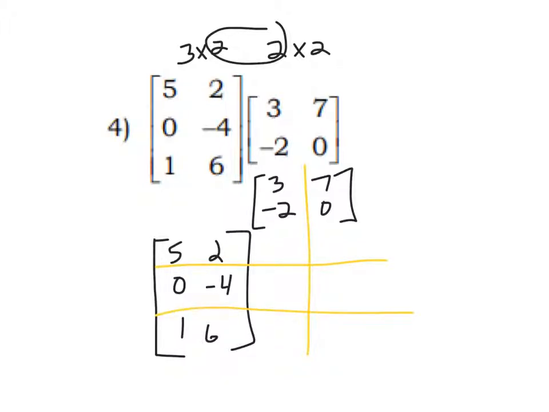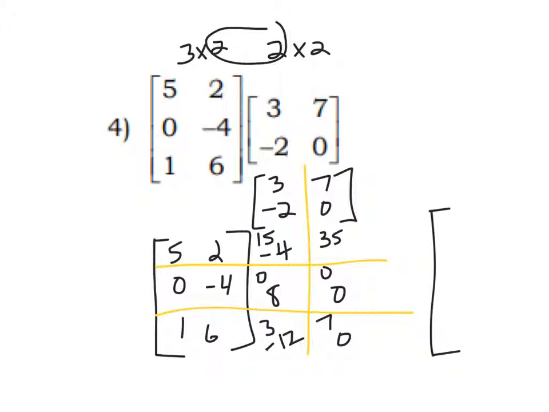Alright, 5 times 3 is 15. 2 times negative 2 is negative 4. 5 times 7 is 35. 2 times 0 is 0. 0 times 3 is 0. Negative 2 times negative 4 is 8. 0, 0. 1 times 3 is 3. 6 times negative 2 is negative 12. 1 times 7 is 7, and then 0. So my resulting matrix is 11, 35, 8, 0, negative 9, and 7.